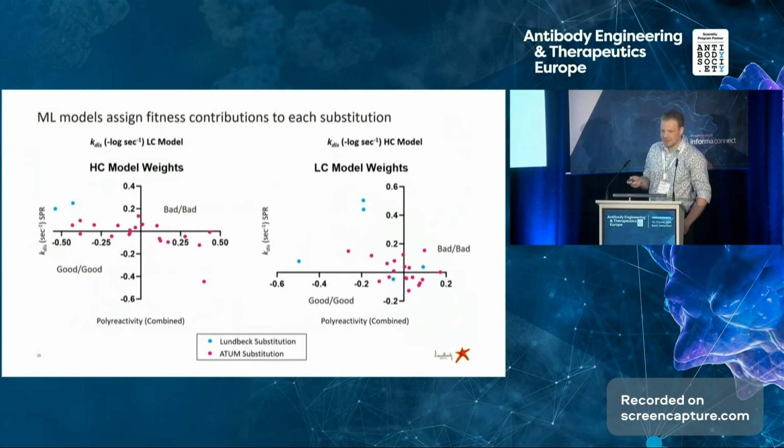We can also look across different contributions on different parameters. So here we have shown polyreactivity against the dissociation rate from SPR. On the left, we have the heavy chain, and on the right, the light chain. And these plots are slightly complicated to look at. But what's important is that double negative is really good, and double positive is really bad.